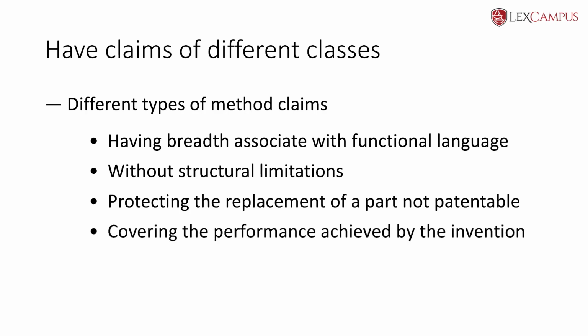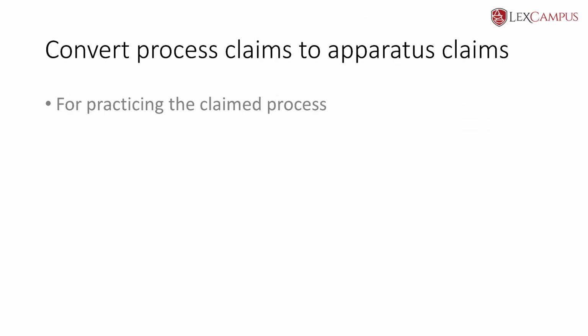Covering the performance achieved by the invention. What is the output? What is the performance? You could also cover that. Now, there is an easy way to convert a process claim into an apparatus claim. If you draft the process claim first, it's quite easy to convert a process claim into an apparatus claim.